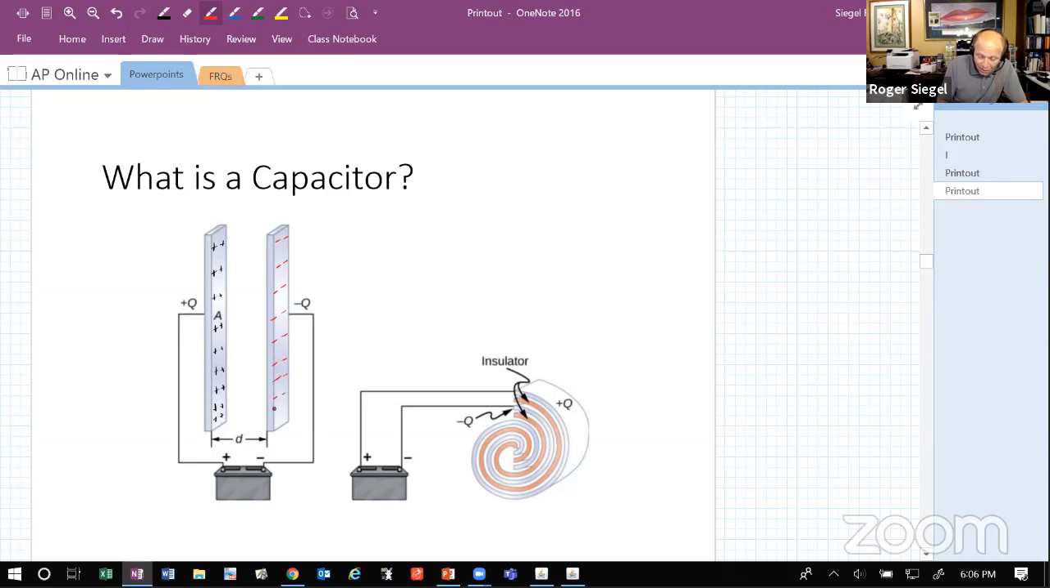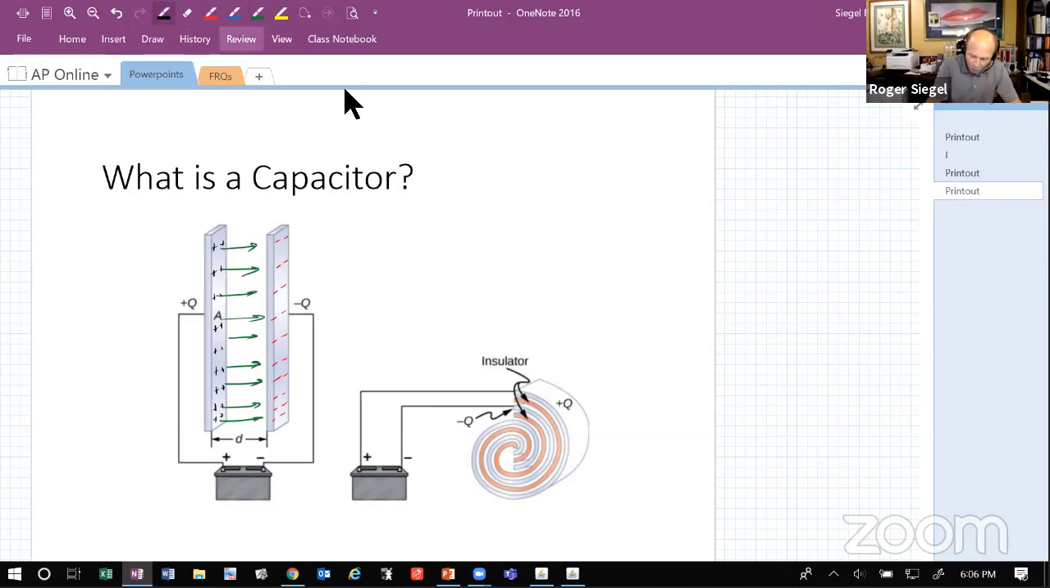Okay. And what that does is that creates in this space an electric field. Of course, this electric field, if these plates are pretty big, is uniform. It's the same throughout. Left, right, up, and down, it's the same. So that is what a capacitor is conceptually.